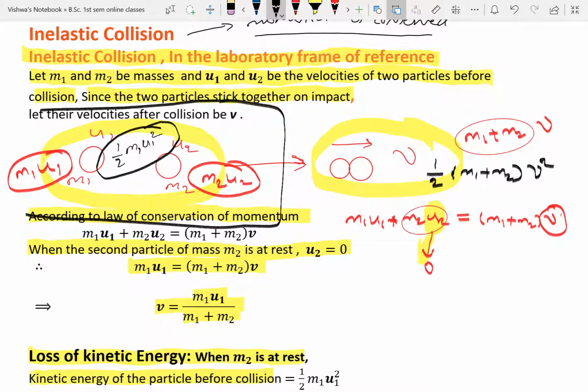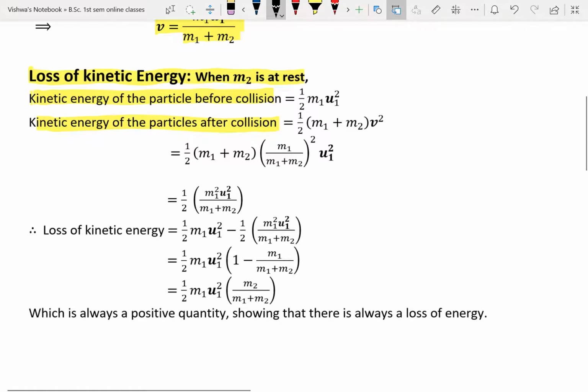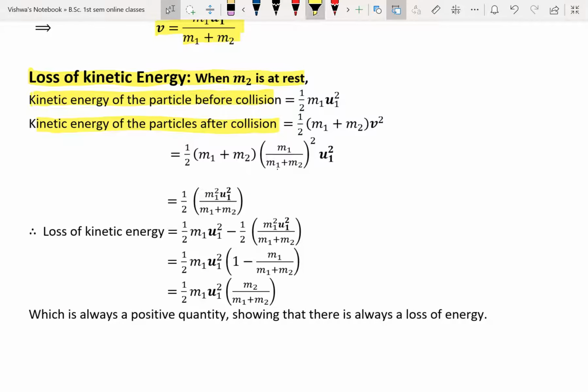So that means the kinetic energy conservation is 1/2 m1 u1 square equal to 1/2 (m1 plus m2) v square. So that is why we are using it here. The kinetic energy before collision is 1/2 m1 u1 square, and the kinetic energy after collision is 1/2 (m1 plus m2) v square.